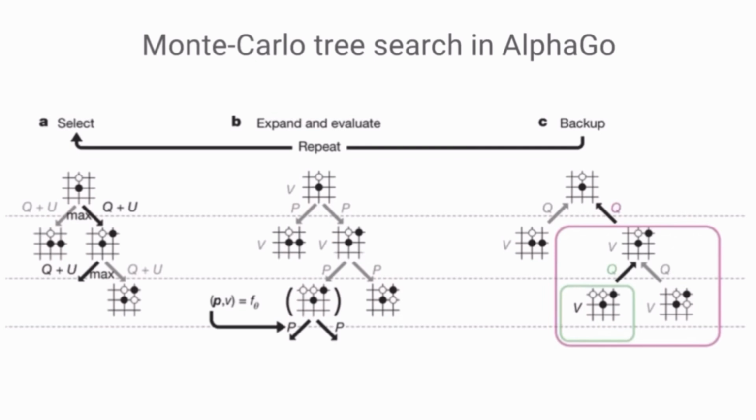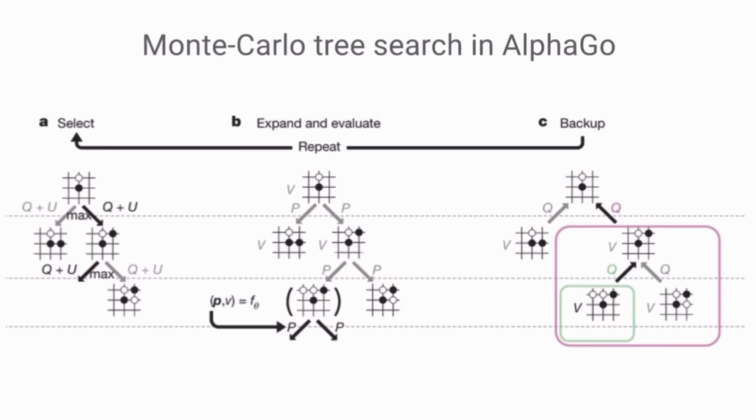In the second stage, once we've traversed this simulation down to a leaf node, we expand the leaf node and evaluate this new node with both the policy and the value networks. And finally, in the third stage, we back up the evaluation. Whatever this evaluation was according to the value network, we back that up through the search tree so that at every node we maintain the mean evaluation from each of those edges.